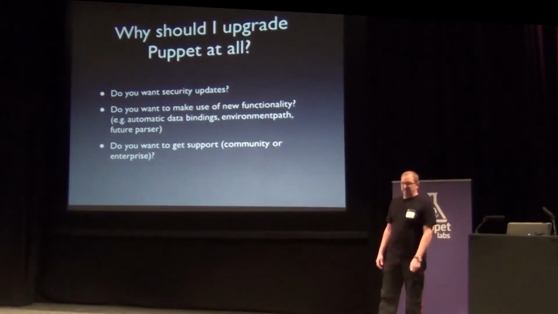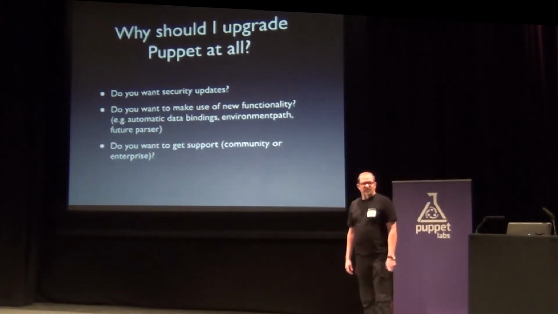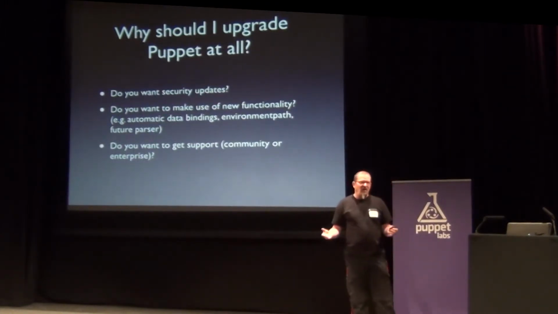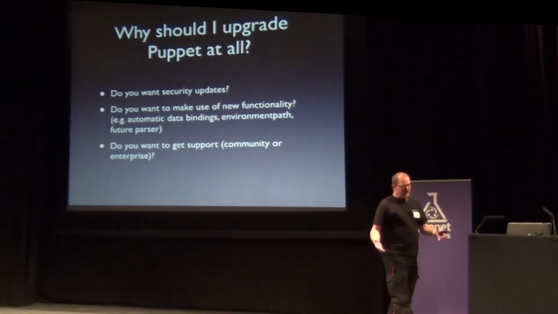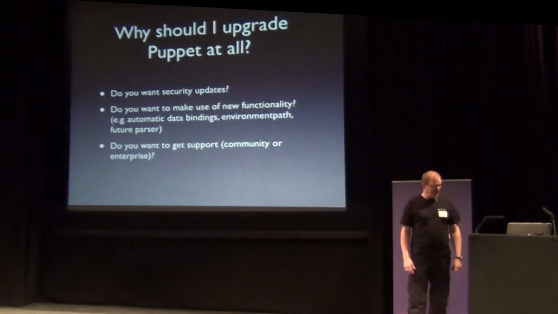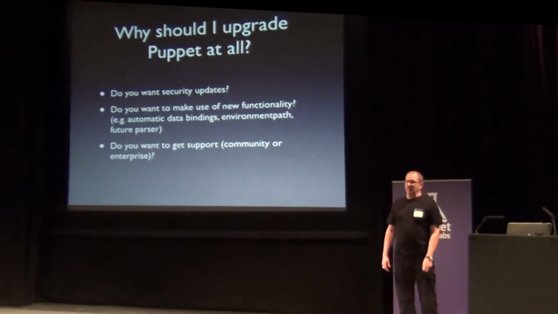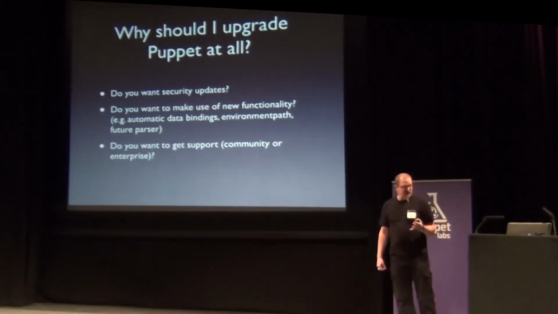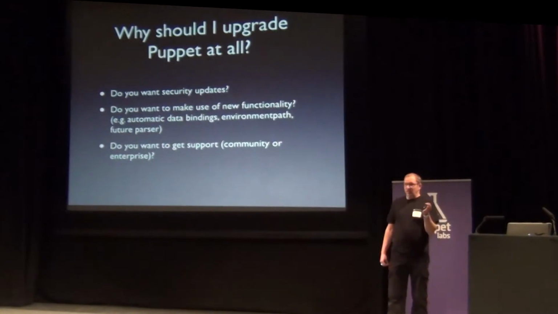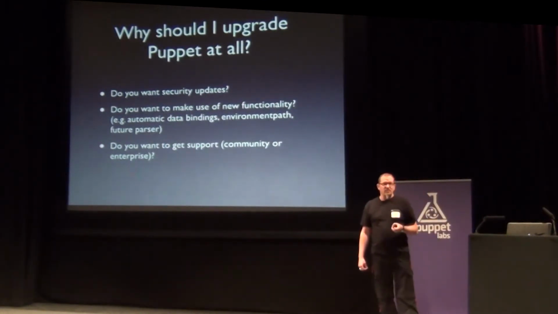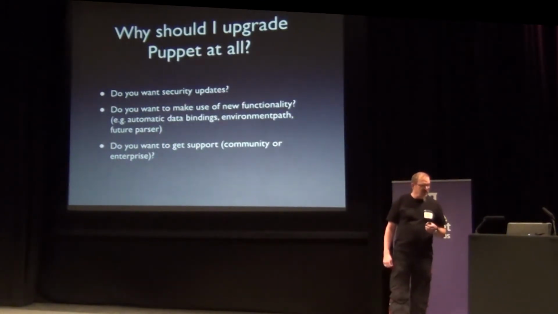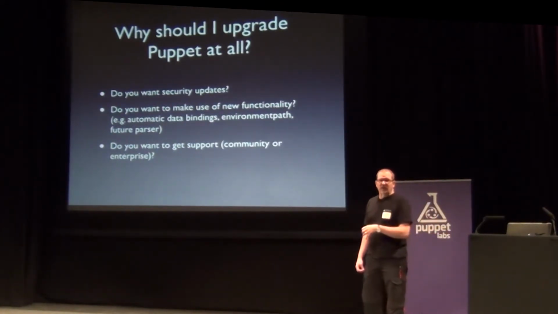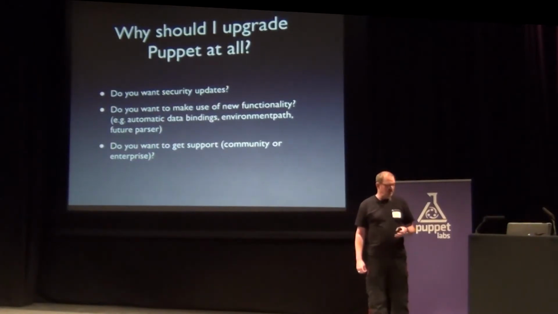So why should you upgrade? Well, there has been stuff like Poodle and other SSL issues, which makes SSL not really useful. So there are security updates on a regular basis. Maybe you want to make use of new functionality. Maybe most of you are already running on Puppet 3, but for the people who still run Puppet version 2, maybe you want to have the automatic data bindings. Puppet modules directly looking into Hiera without the need of doing an explicit Hiera call.